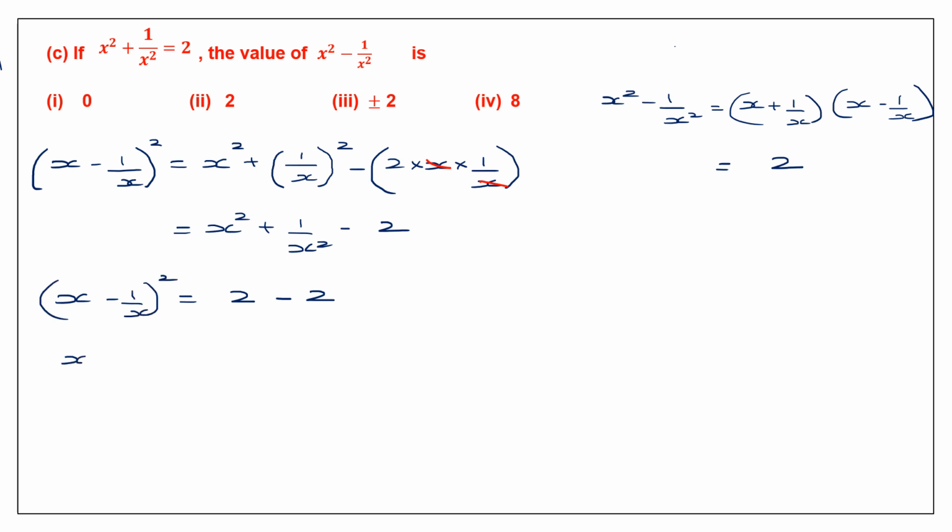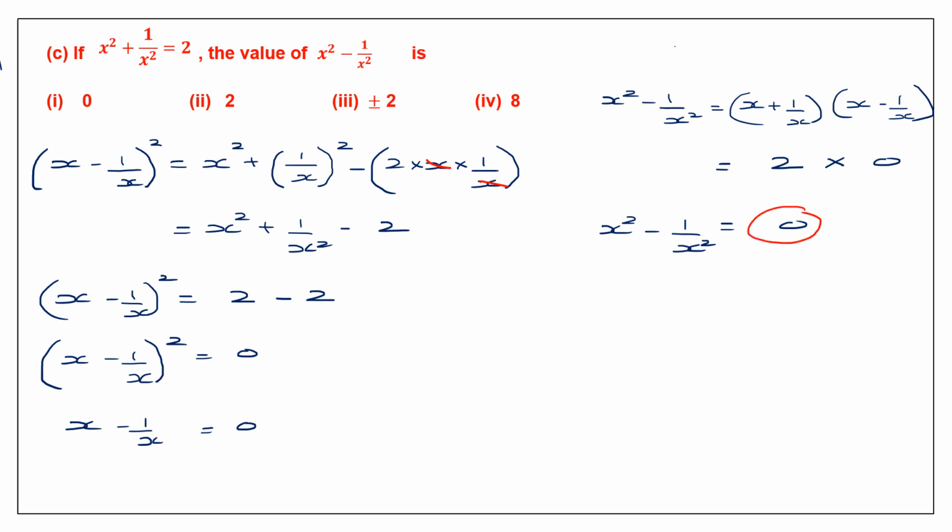Now (x minus 1 by x) the whole square is 0, since 2 minus 2 is 0. So x minus 1 by x is also equal to 0. Now that we have found x minus 1 by x, we can substitute. So this is 2 into 0, and 2 into 0 is 0. So x square minus 1 by x square is equal to 0. This is our answer and this is option 1. Option 1, 0 is our answer.